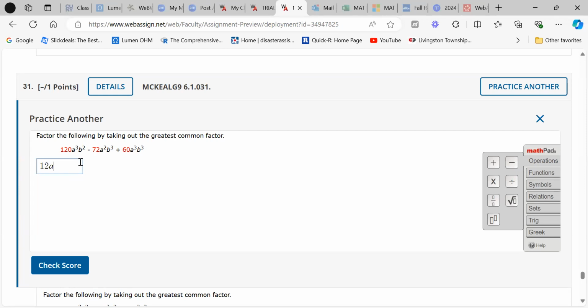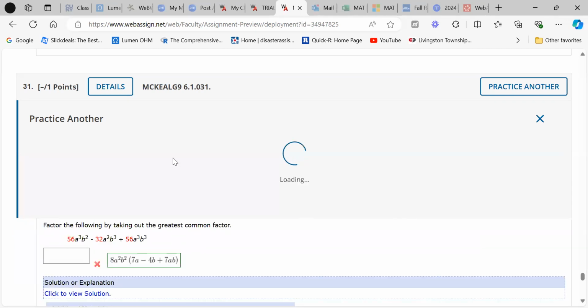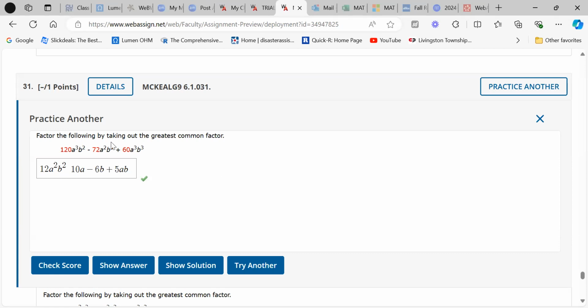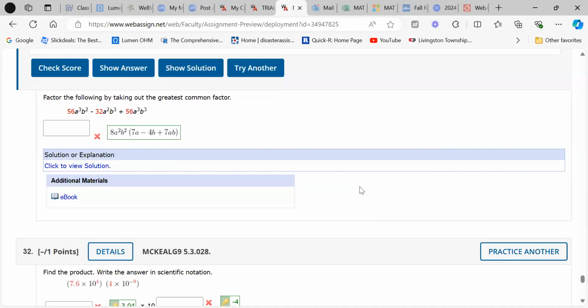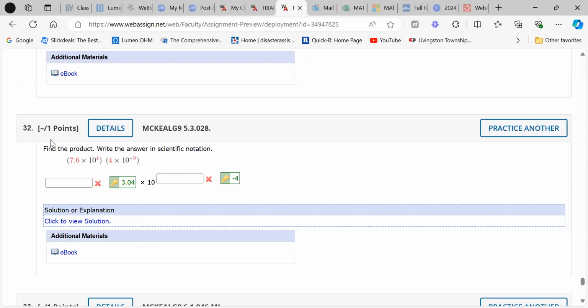12a squared b squared. The first one is 10a remains, and minus 6b, right? Second term 6b. Third term is 5ab. Close it. And we get this complete factoring. So check the score, and this is the correct answer. Let's check it.